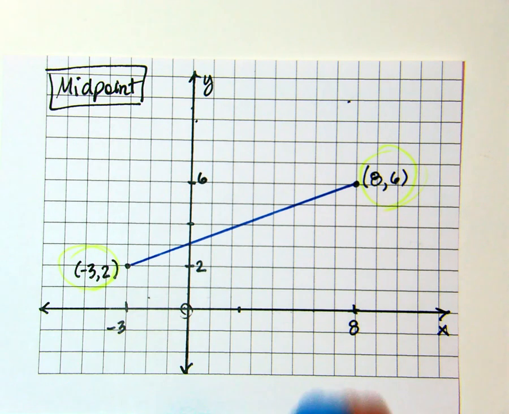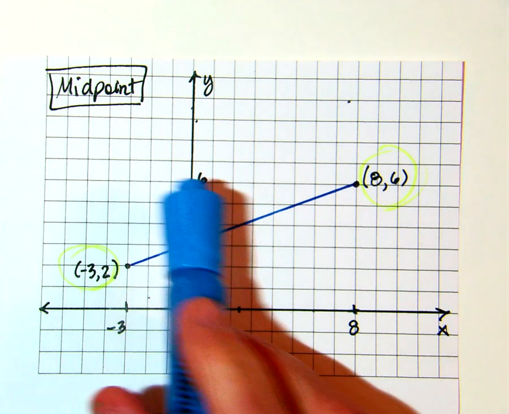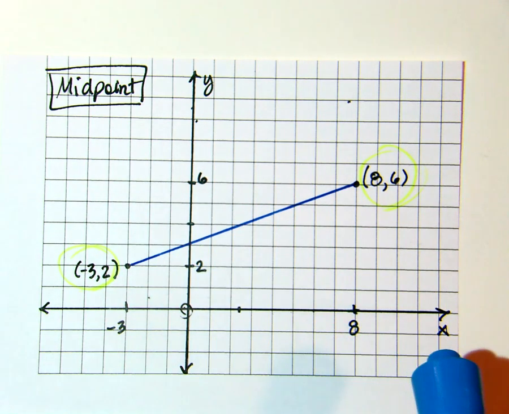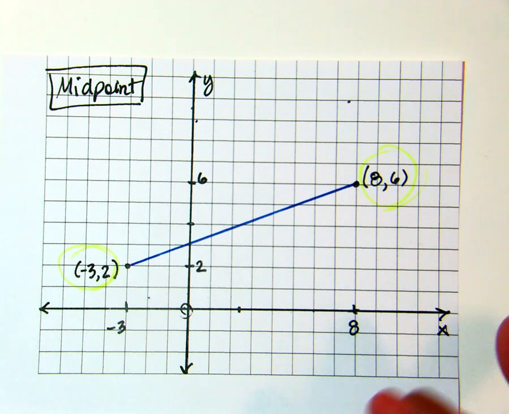Okay, well, here on the coordinate plane, we have x's and we have y's. We have left and right and up and down. So why don't we talk about it in terms of those 2 components, like where is in the middle, left to right, and where is in the middle, up and down. Okay, let's start with left and right.